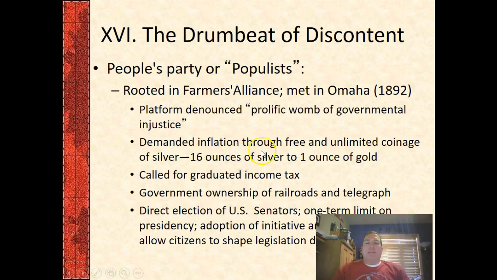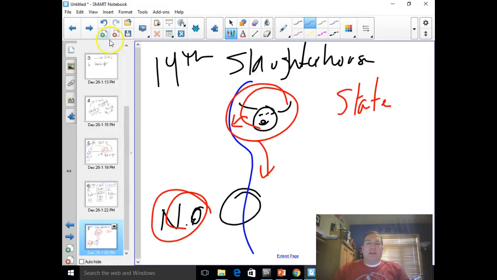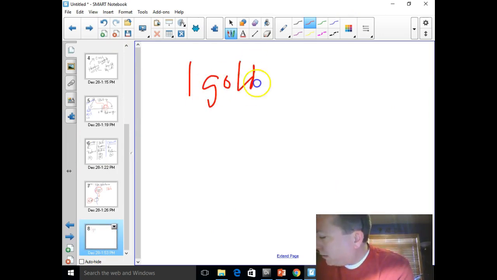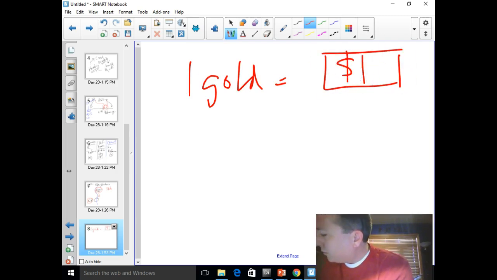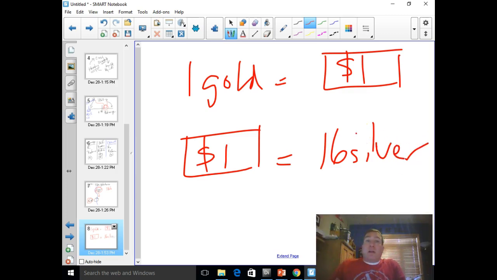But this is what I really want you to tune into for this chapter, the idea that they want to create inflation with the free and unlimited coinage of silver. It looks very simple. When it comes to the coinage of silver, they want to take one piece of gold, which is equal to one gold certificate. They want to add into that the idea that one gold certificate will also be equal to 16 pieces of silver. So they want to massively increase the amount of silver that's floating around.